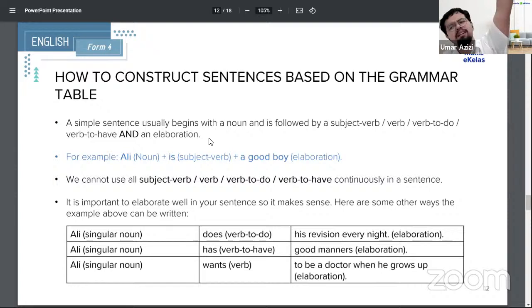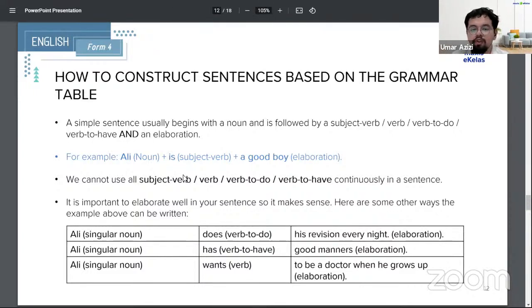Teacher, why is it called end of elaboration? Is there more to it? There is, but that's starting to fall under linguistics. So I don't think as a Form 4 student, you need to study that just yet. So for example, Ali, noun, is subject verb, a good boy, which is the elaboration. So the format is noun to subject verb and then elaboration, which ties in the sentence together.